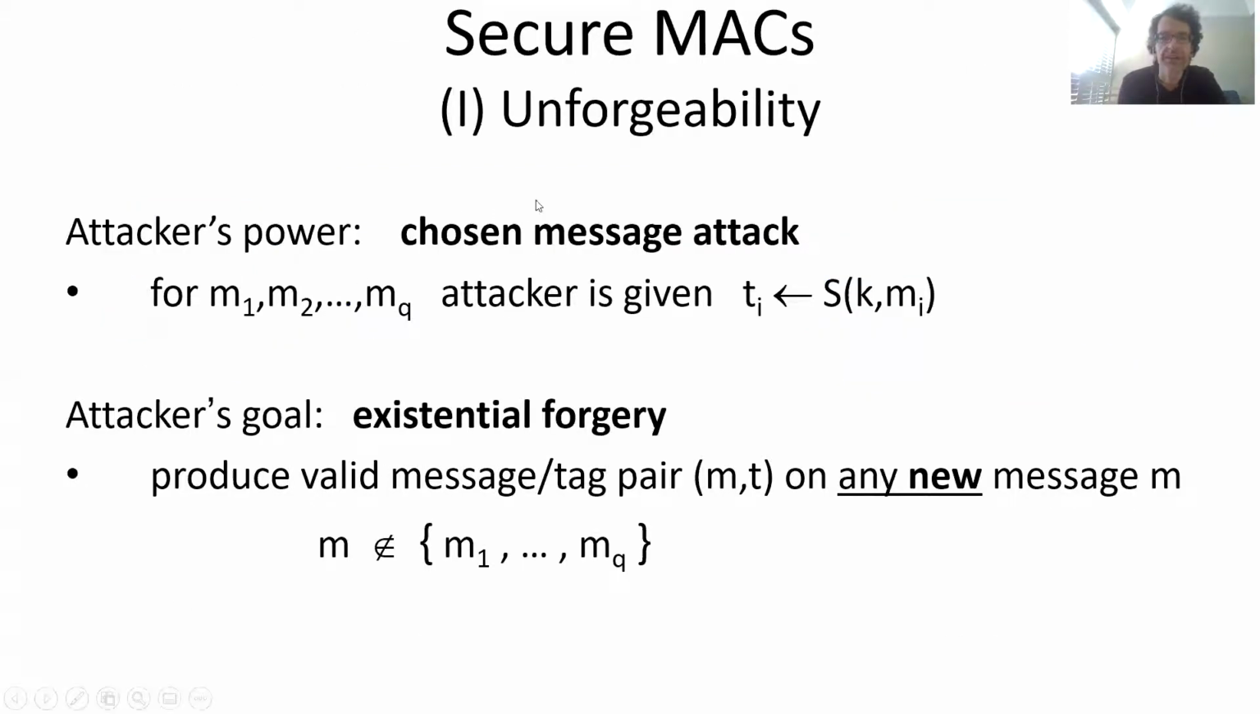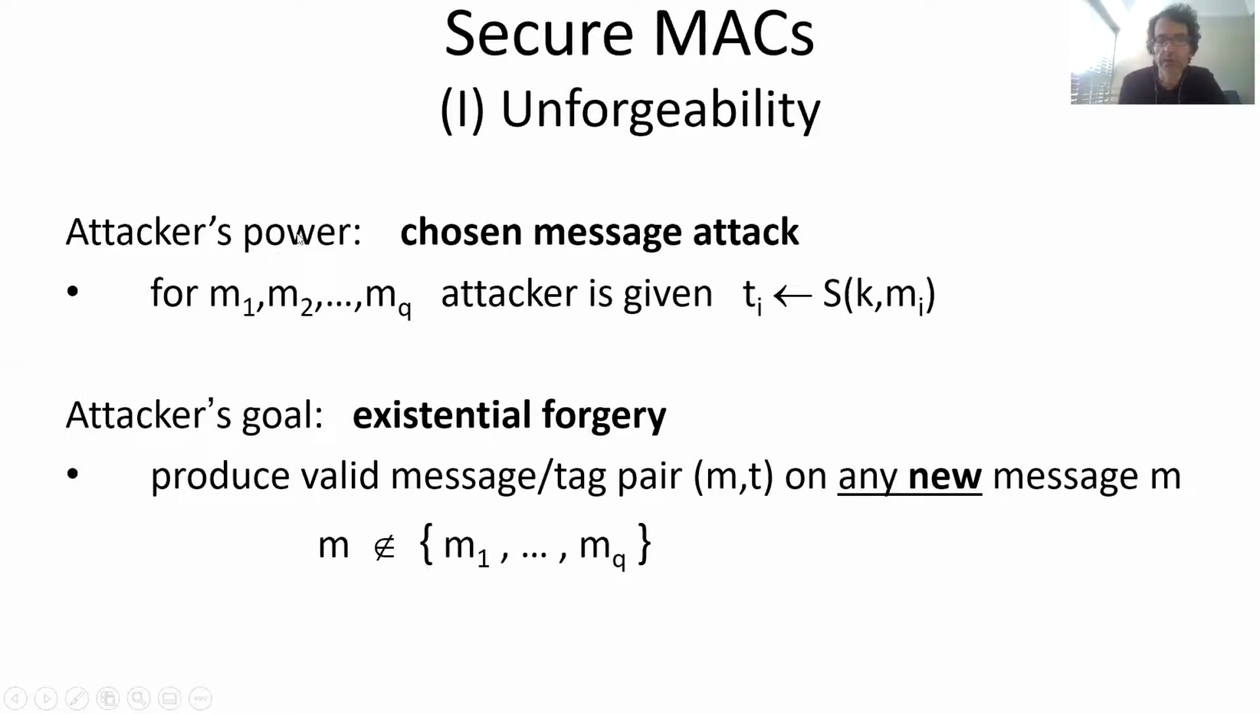Instead of random errors, you have an active attacker who tries to attack integrity protection. That attack is called forging. It's called forging the signatures, forging the tags. And security is called unforgeability. That is, that it's impossible to forge valid tags unless you know the key.